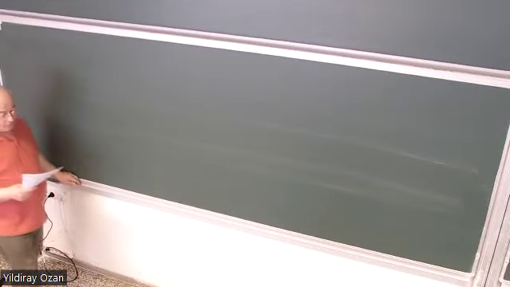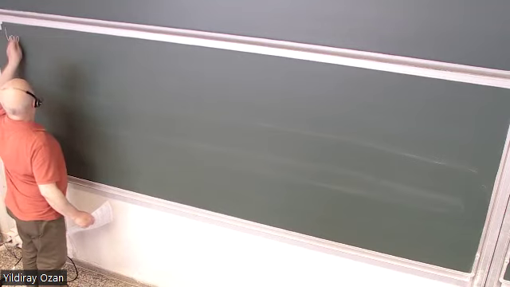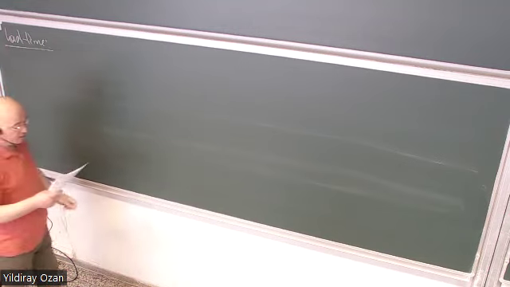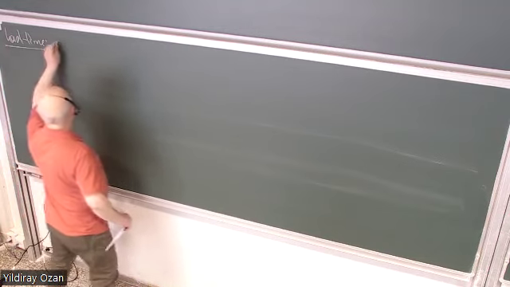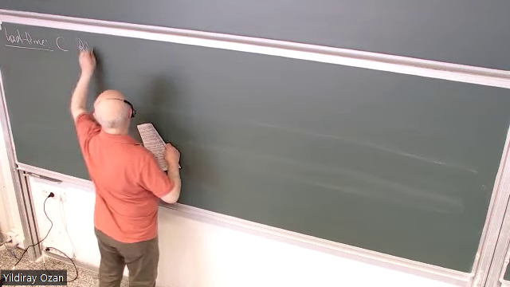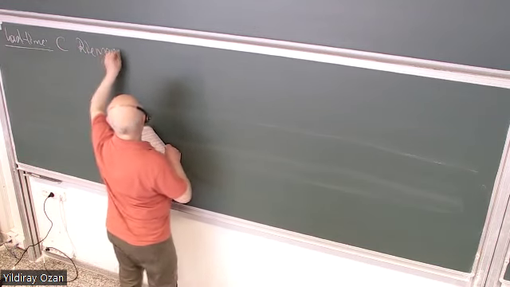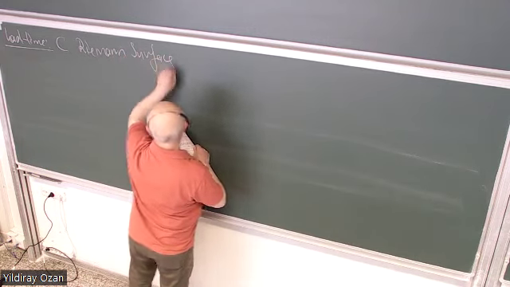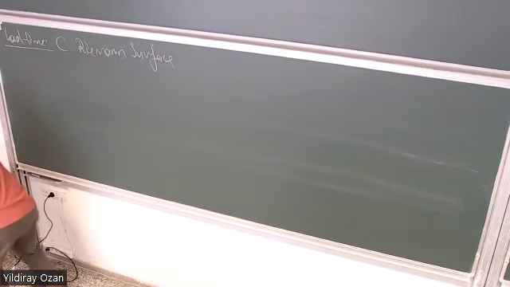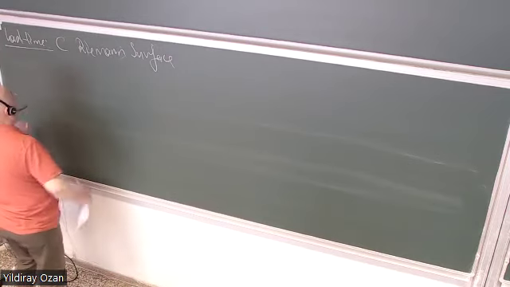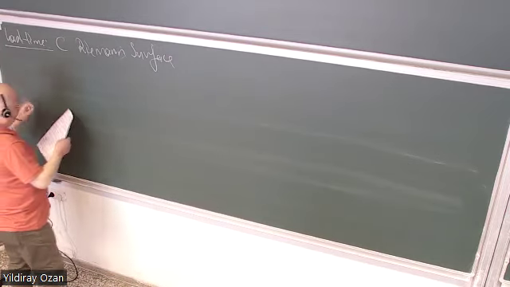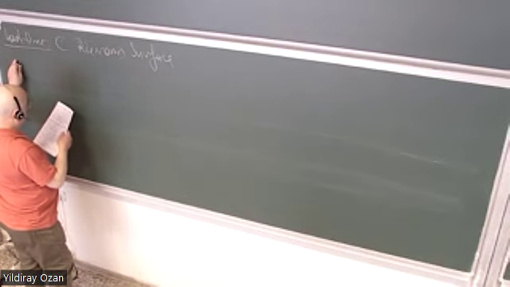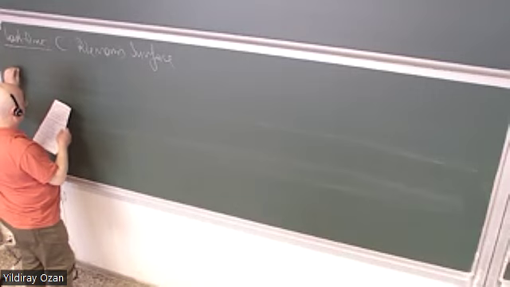Okay, so let me just remind you what we defined last time. We defined a Riemann surface. Okay, let me see. So what's a differential form? A differential form is something like this.